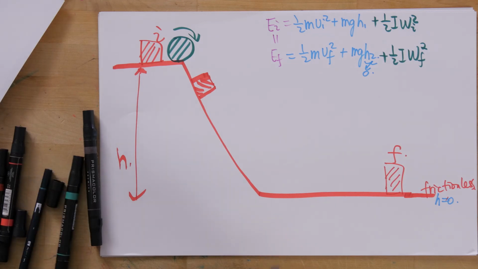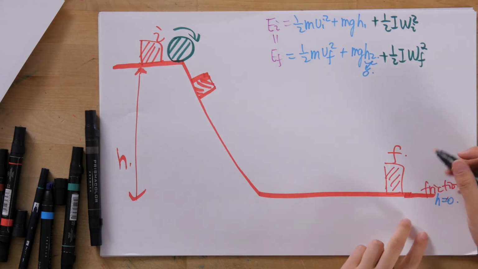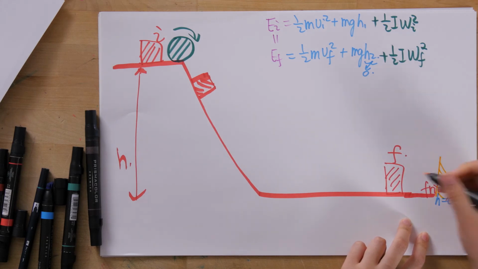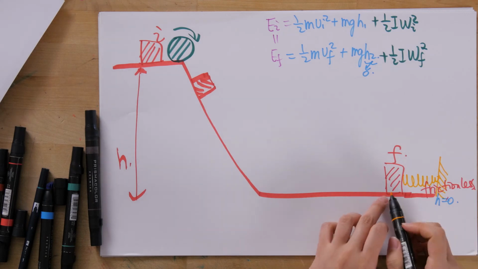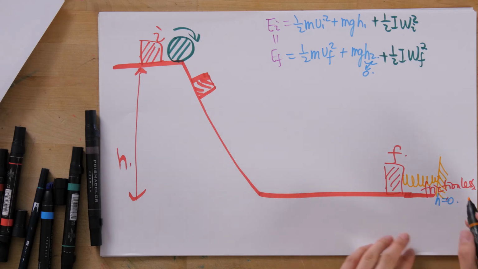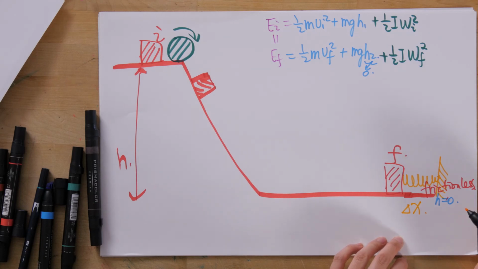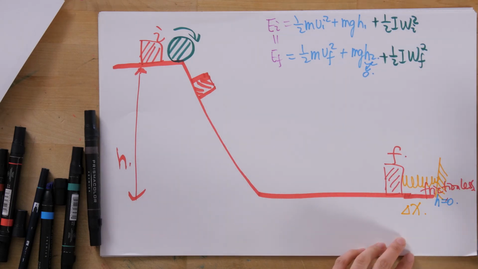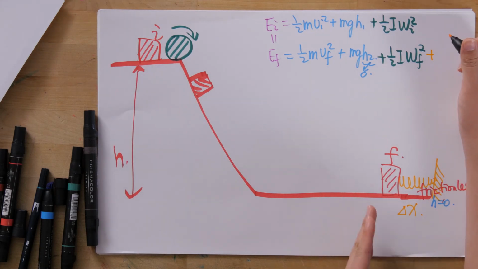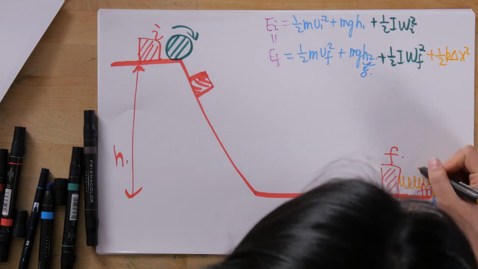One more setting I can add to this problem is a spring at the end. After coming to here, this object is pushing the spring. The spring has been pushed by length delta x. So now we have one more energy involved in this energy conservation problem. Some energy is transferred to the spring, and the spring potential energy is 1/2 k delta x squared. k is the spring constant.